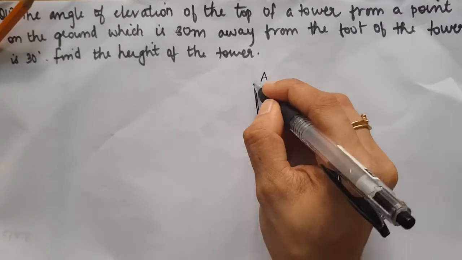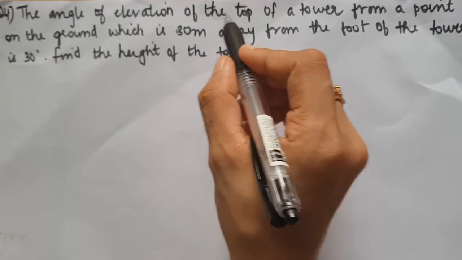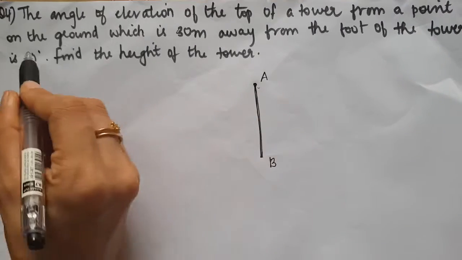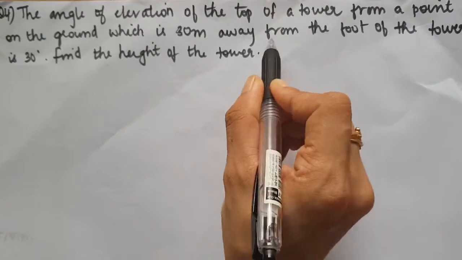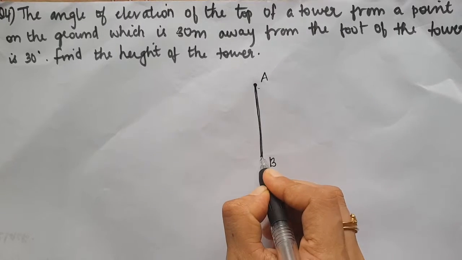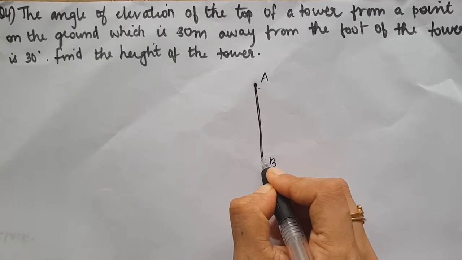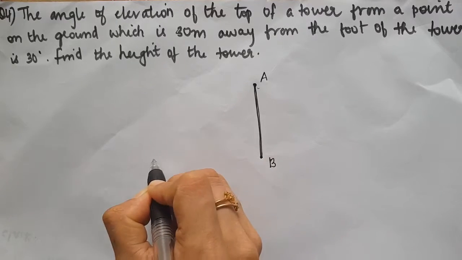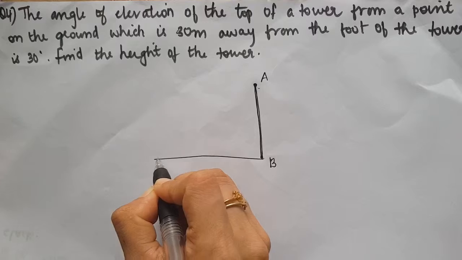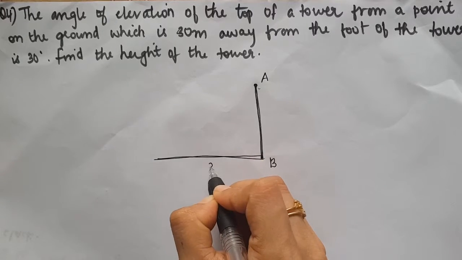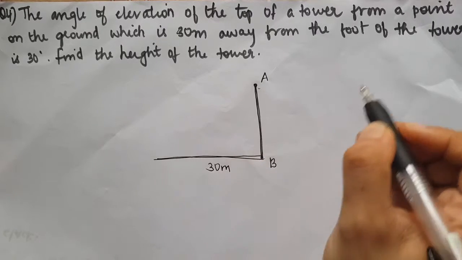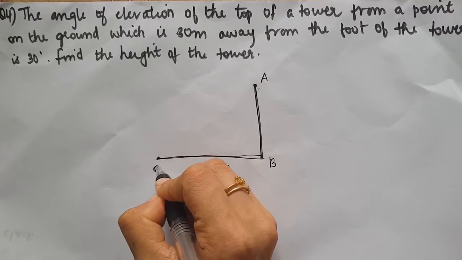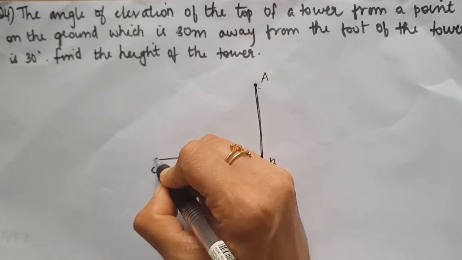Okay, so now it is said the angle of elevation of the top of the tower is A, from a point on the ground which is 30 meter away from the foot of the tower. This is the foot of the tower, this is the top of the tower, 30 meter away from the foot of the tower, that is this point. Let's consider this point as C, is 30 degree.